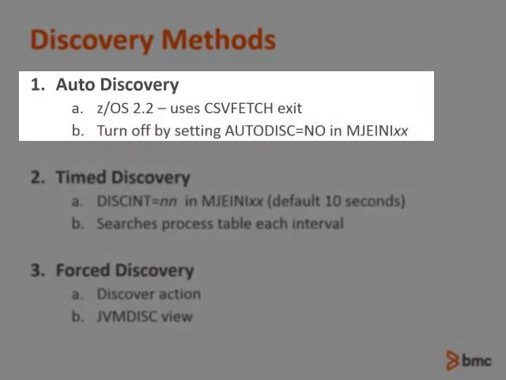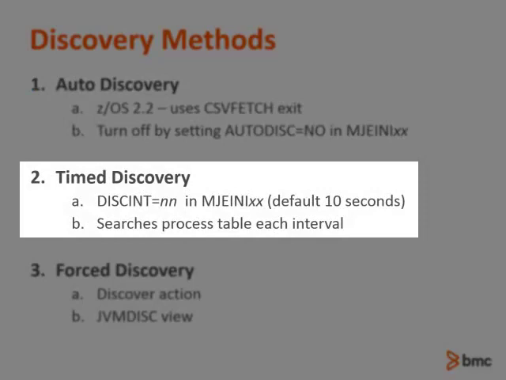If for some reason you would rather use time discovery, you can change the default by setting AUTODISC equal NO in MJE INI. The time discovery method runs on an interval you specify. The default is every 10 seconds. If discover is already queued, then the interval is skipped. This type of discovery searches the process table in USS for JVMs. Take note that if you select a long discover interval, short-running JVMs and threads are more likely to be missed.